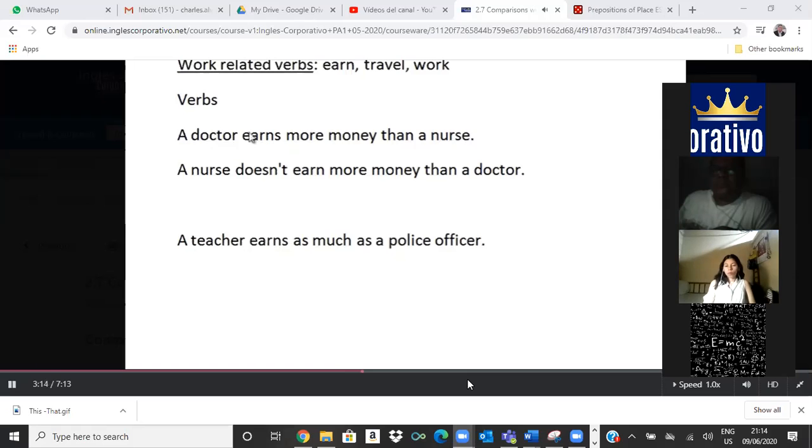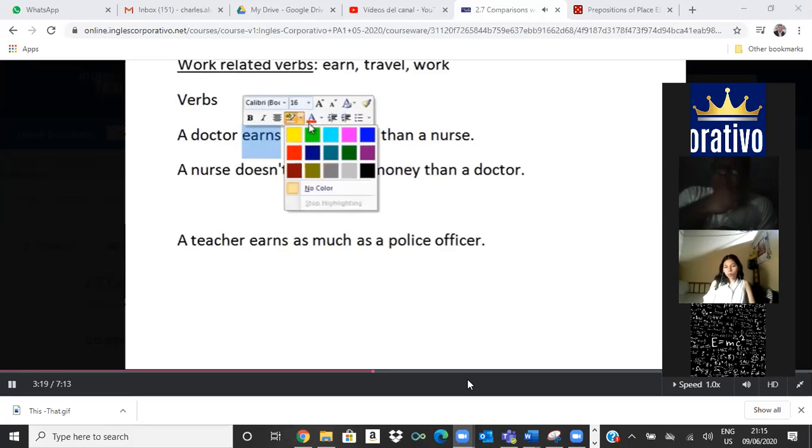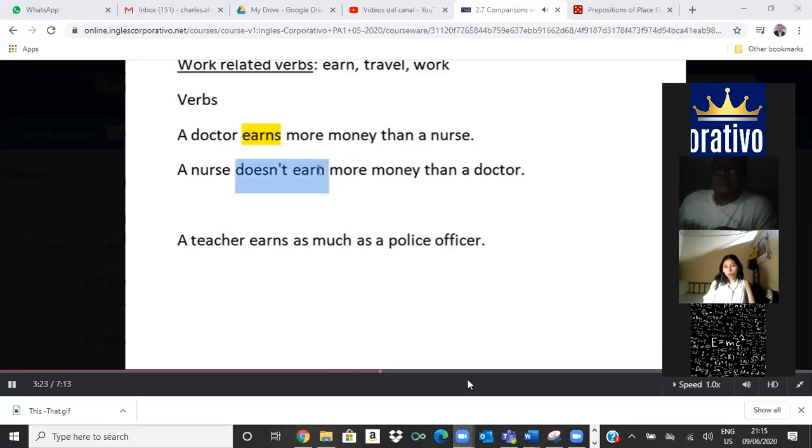So then again, what I'm pointing out at this point is that I am making comparisons using the verbs, right? So in this case, these are the things that I want to emphasize. So I'm using that particular verb there, right? I could have added here, a teacher earns as much money as a police officer, but if I simply said earns as much as a police officer, we're already kind of like understanding what we mean by that.